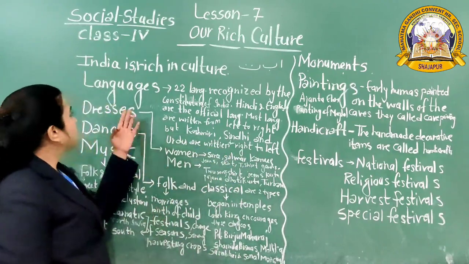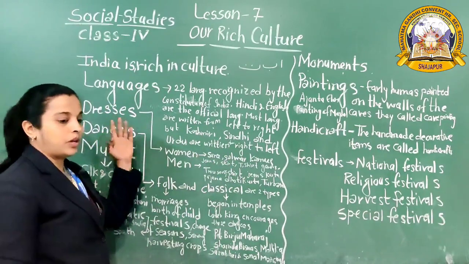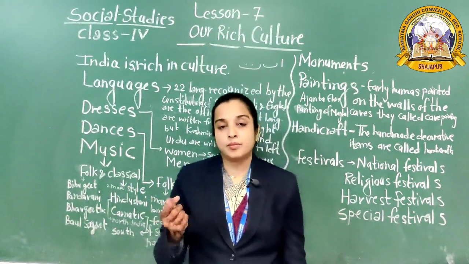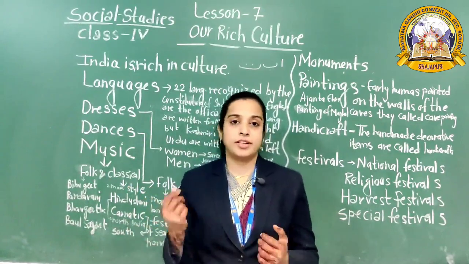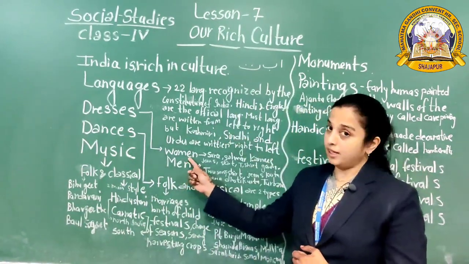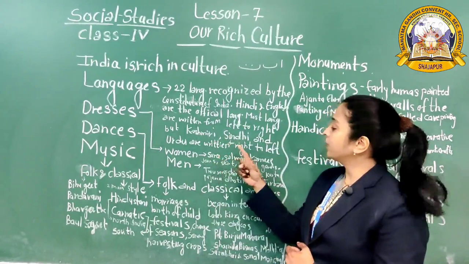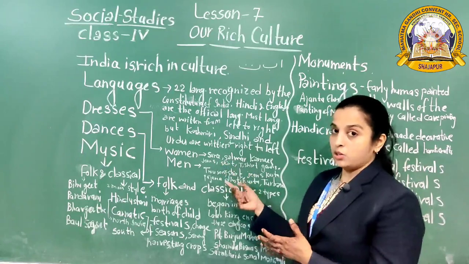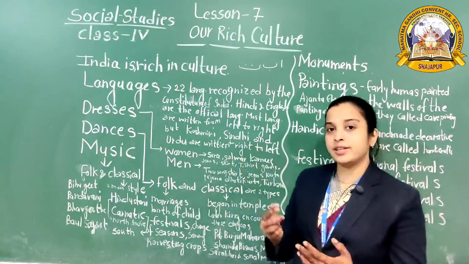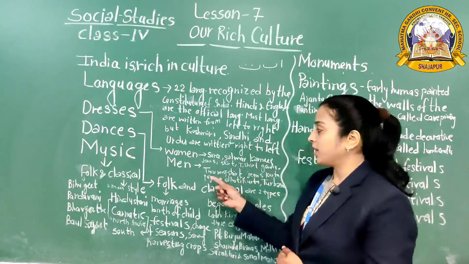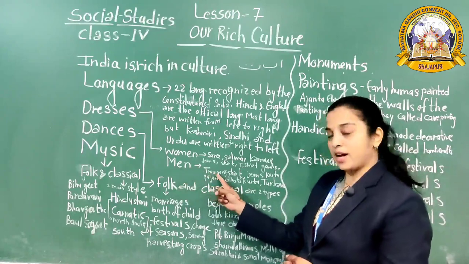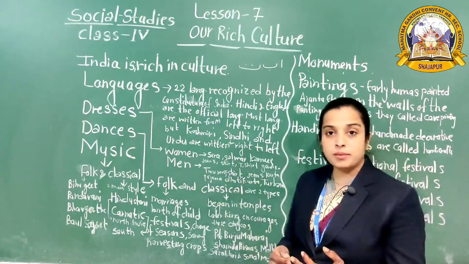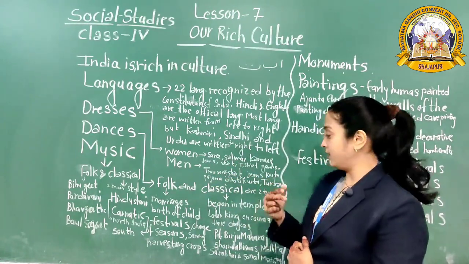Next thing is our dresses. Do you know? The people of India wear different types of dresses. Men and women both wear different types of dresses. Women in India wear sari, salwar kameez, jeans, skirt, lehenga, choli and gown, t-shirt, frocks, midis and so on. And in India, men wear trousers, shirt, t-shirts, jeans, kurta pajama, dhoti kurta, sherwani, you know?